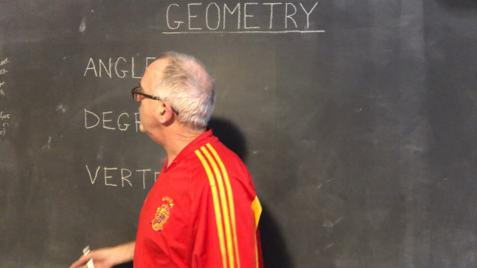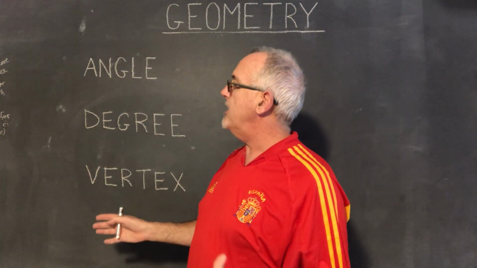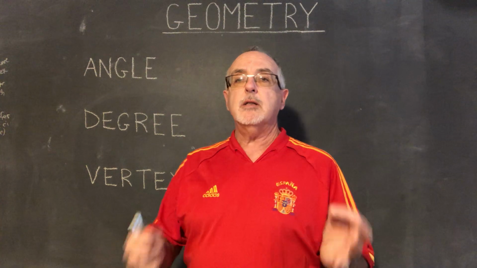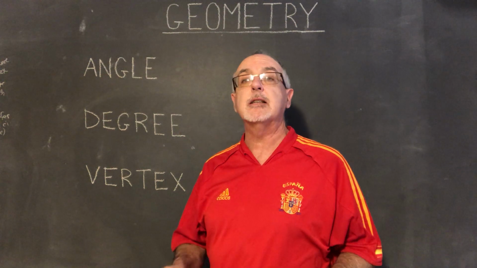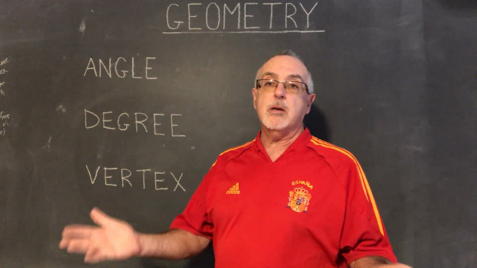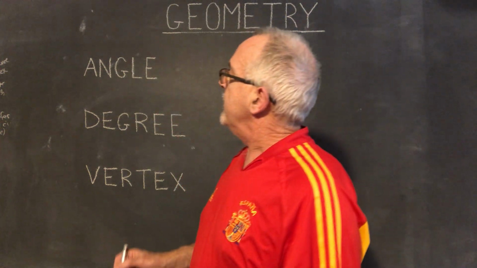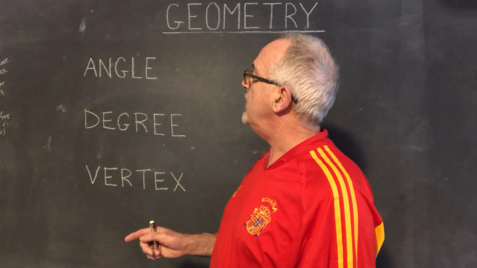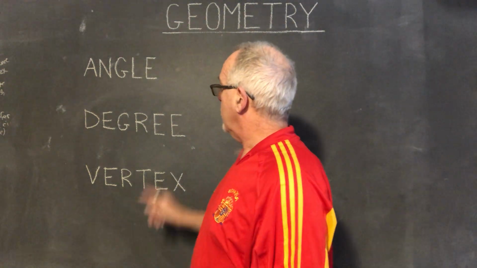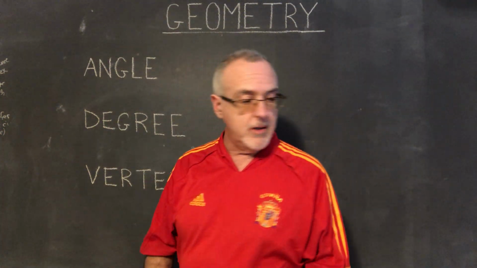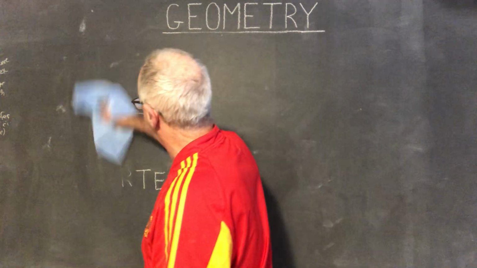What is an angle? When you have two rays or line segments with the same vertex, that is an angle. What is a degree? A degree is the unit of measurement of angles. The degree is 1/360th of a circle, and we use that to measure our angles and to draw them. And the vertex is the intersection of two or more segments, lines, or rays. So that was a review, and now I can erase that and make room to draw some angles, and we can get into some more interesting stuff.